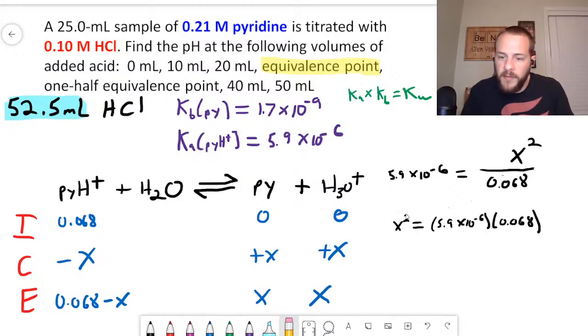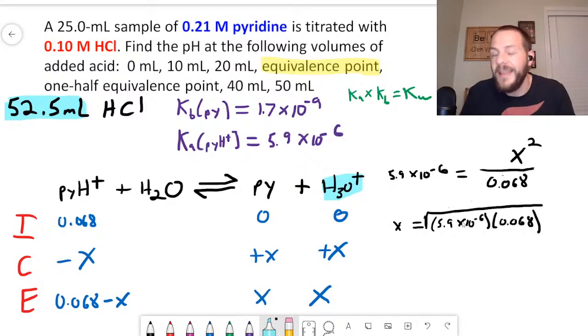Now, if I want to solve for x, that's pretty simple. I'm just going to take the square root of this product. So x, which, by the way, is equal to the H3O plus concentration at equilibrium, is equal to the square root of the product of 5.9 times 10 to the minus 6 and 0.068.